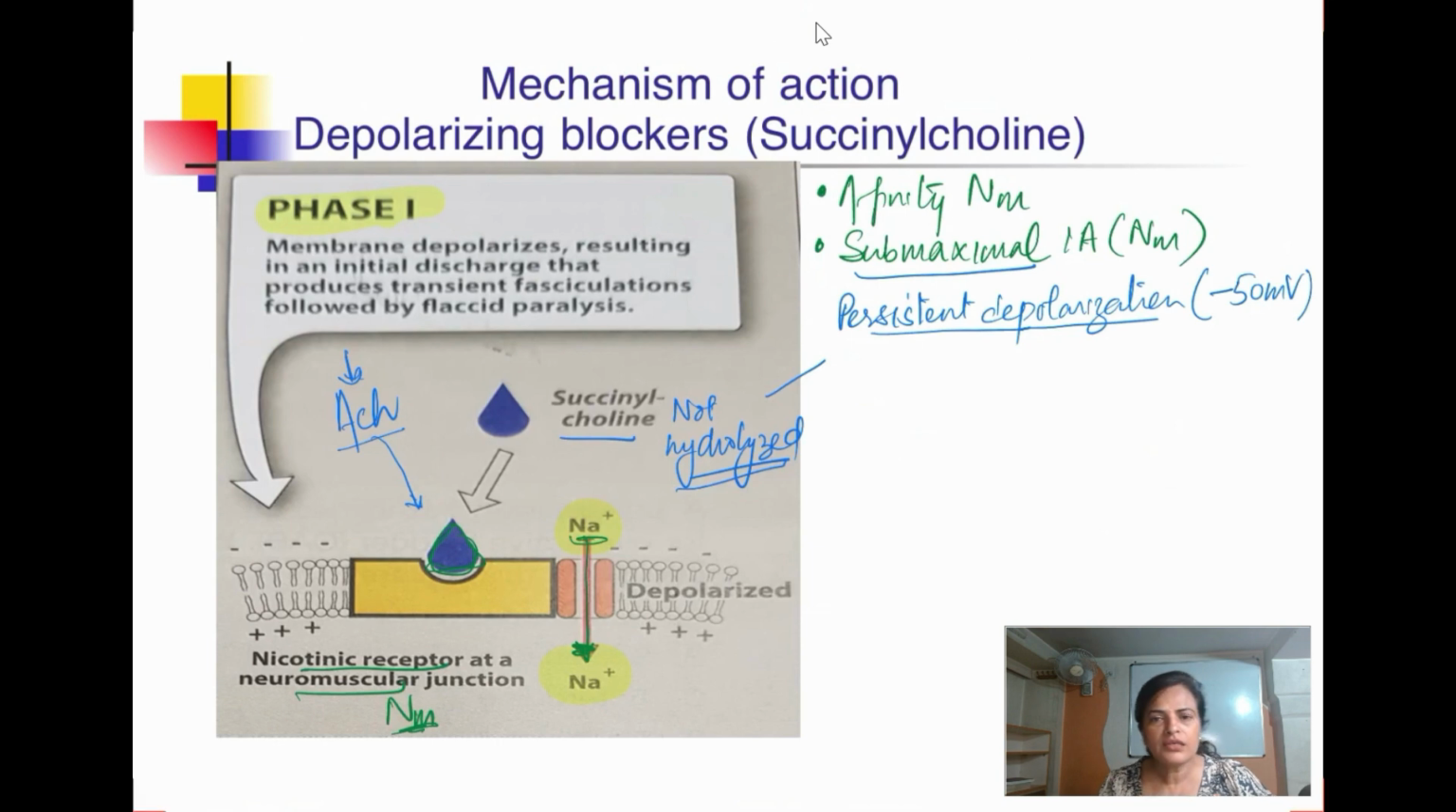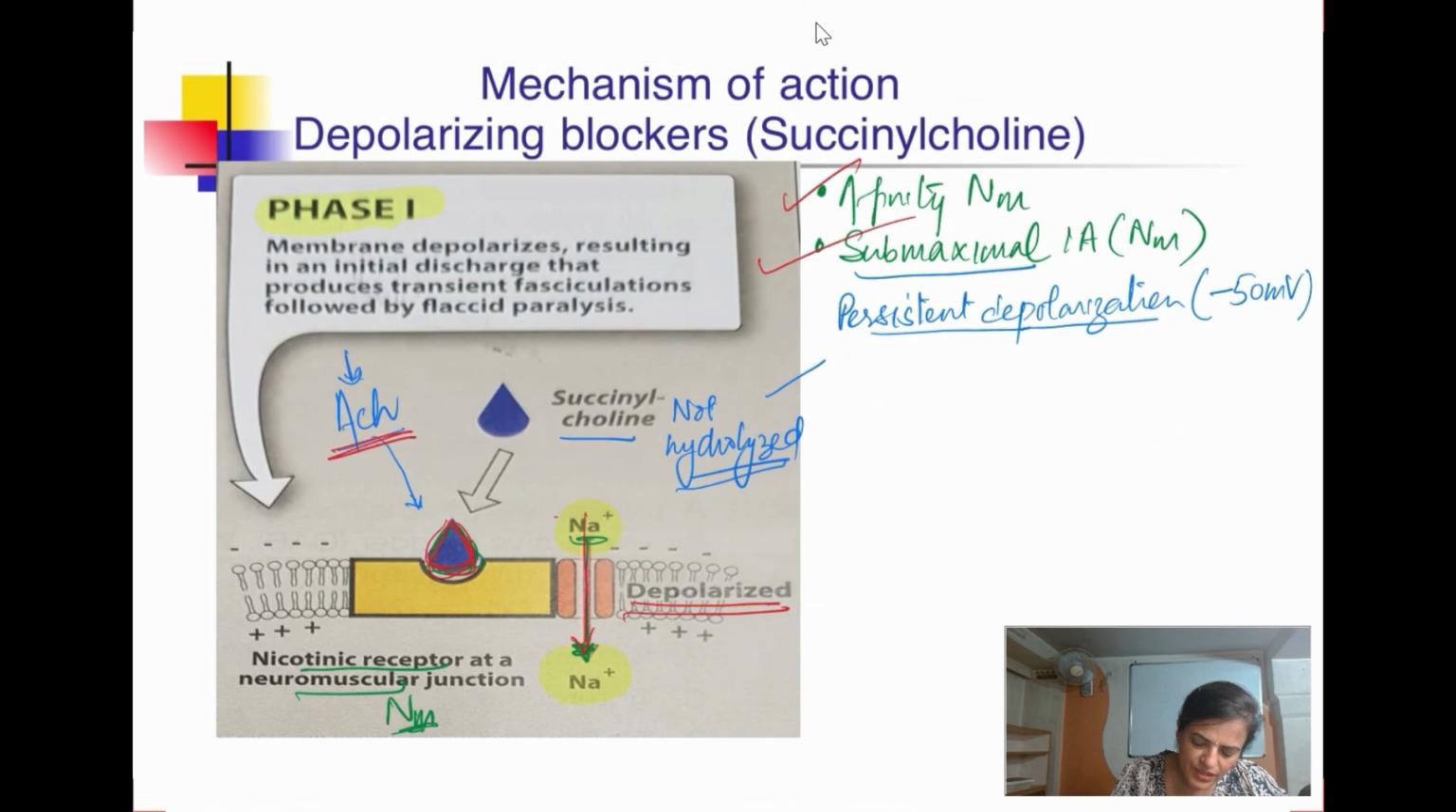Now succinylcholine has the affinity but sub-maximal intrinsic activity. So there are two phases of succinylcholine. Phase 1: it binds with the receptor just like acetylcholine. With the binding there is a depolarization, and the action potential will be generated, with influx of sodium that leads to the depolarization. Now this succinylcholine does not unbind. It remains attached here, because it is not hydrolyzed by the acetylcholinesterase. It will remain over here.